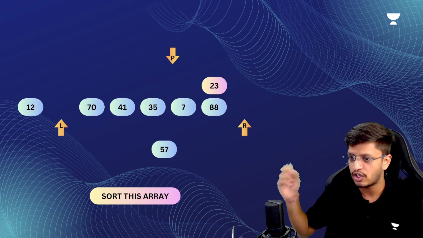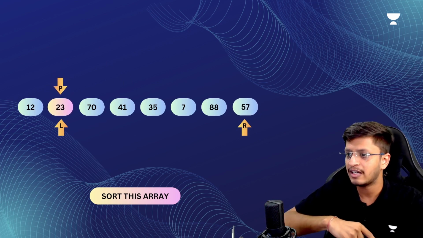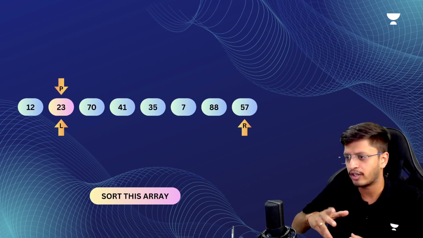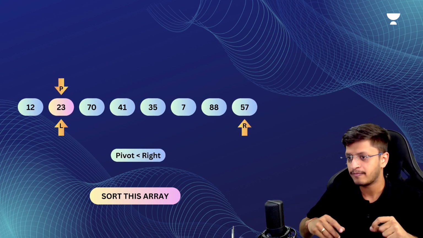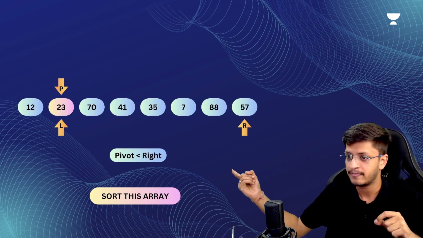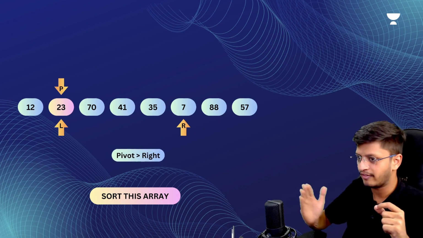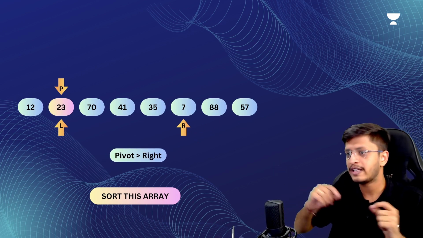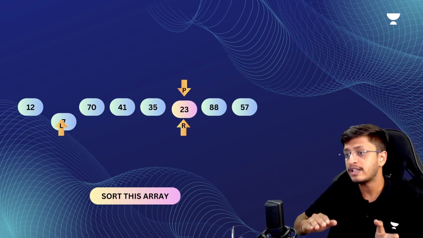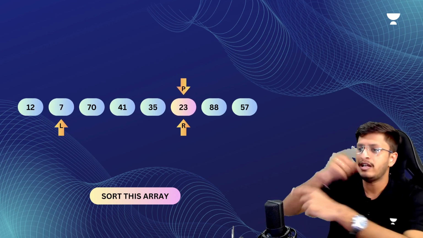And if the order is not correct, we will swap the pivot and that particular element left or right. Now since pivot is at left, we will compare it with the right element. Is the order correct? Yes. So we will move right to the left. So now 23 and 7, pivot was larger than right element, so we will swap them.